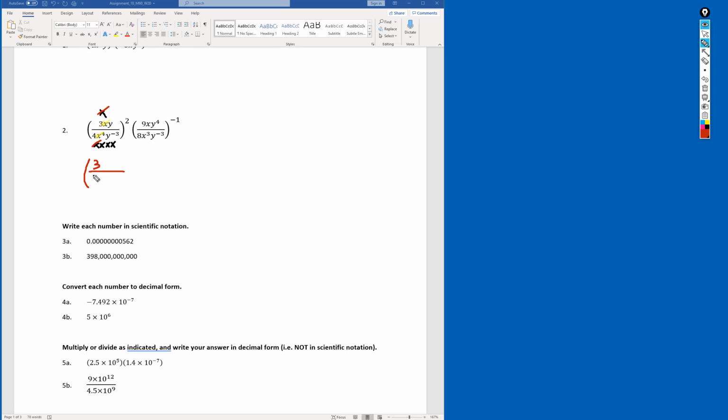The 3 and the 4, there's nothing we can do to reduce that. But we can get rid of this x, and then in the denominator, we just have an x cubed. All right, now let's see what we can do with the y's. I'm going to erase this other stuff up here. What do we got going on with the y's?